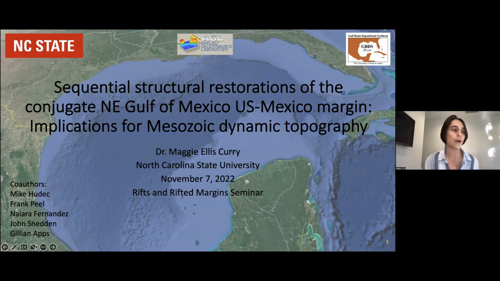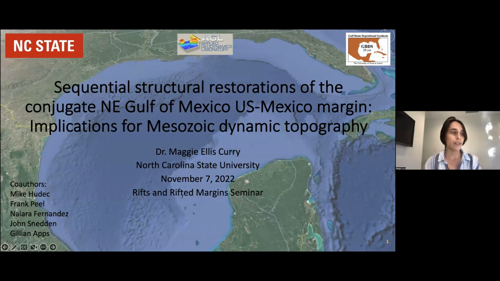So several years ago, I started to structurally restore several large crustal scale cross sections in the Gulf of Mexico. And at the time, I was pretty new to structural restoration. So when I kept running into the same problem over and over again, I figured it was user error. I was doing something wrong.